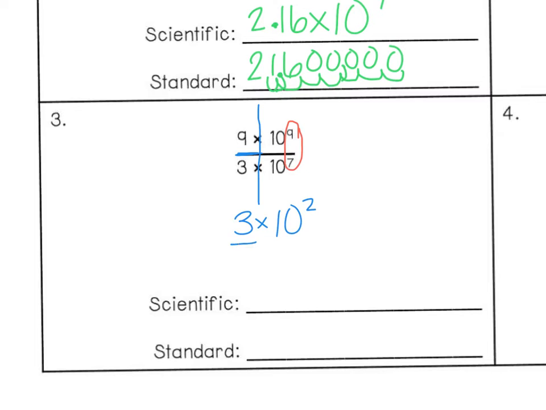And if you check, 3 is between 1 and 10, so it's appropriate scientific notation. So our answer is 3 times 10 to the 2nd power. And in standard form, that is 3, 1, 2. So 300.